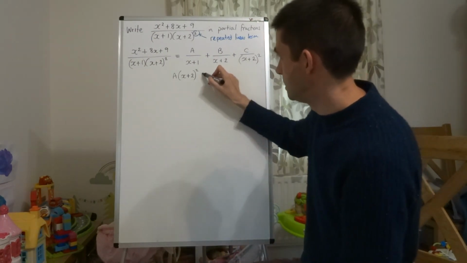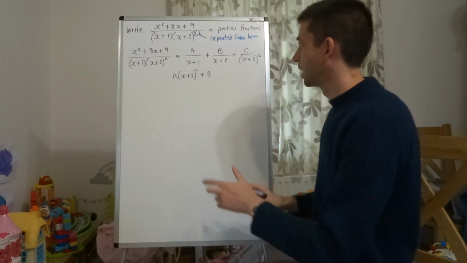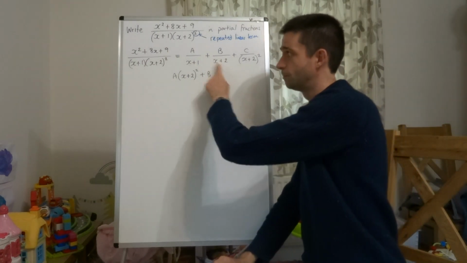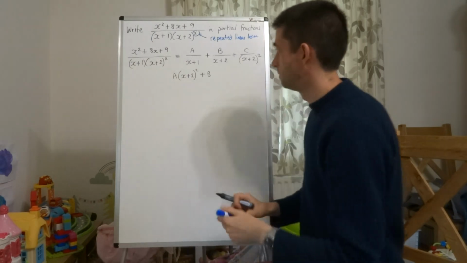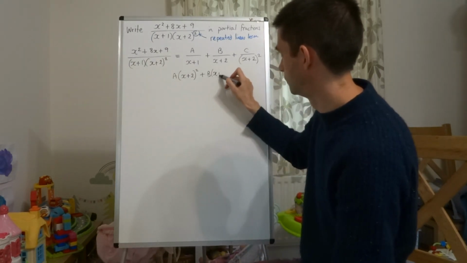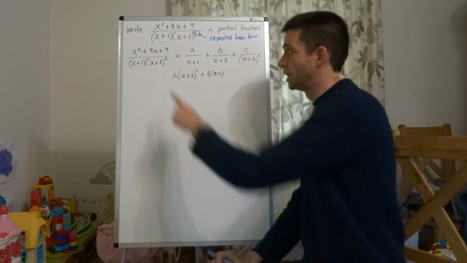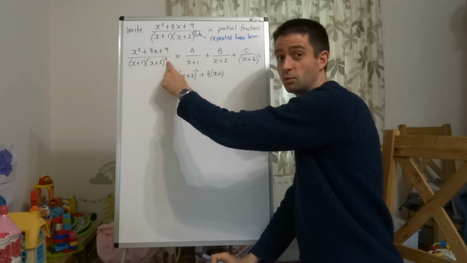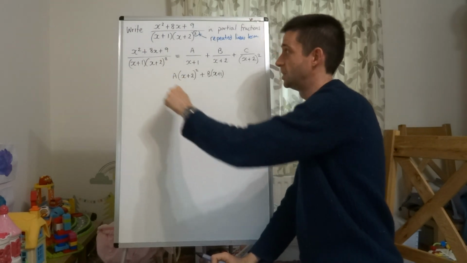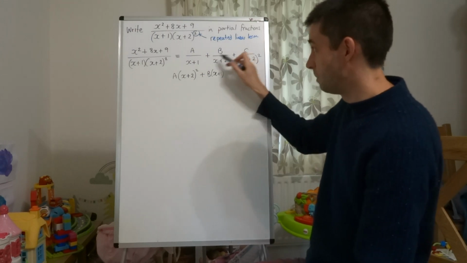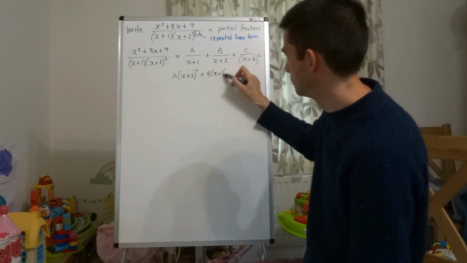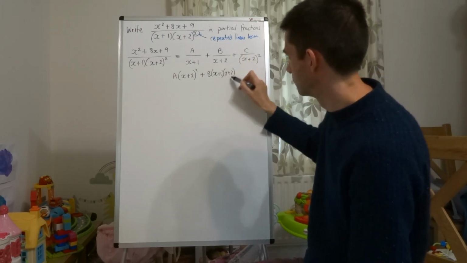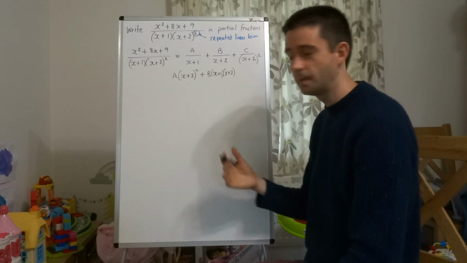Now with B, let's think carefully about this. I already have x plus 2, so I would need x plus 1. But because that x plus 2 is squared, it's repeated, to make the denominator the same, I would need to multiply by another x plus 2. So that's what I'd have on the B term.